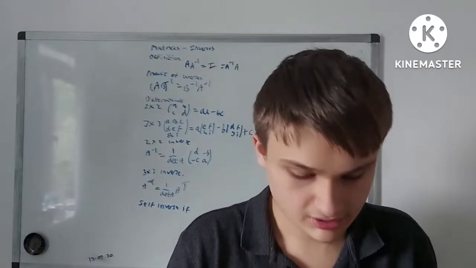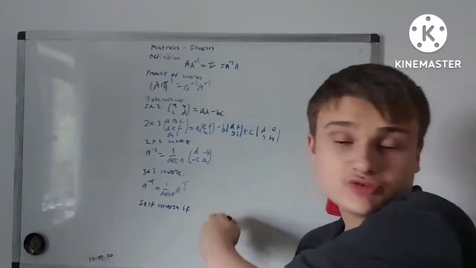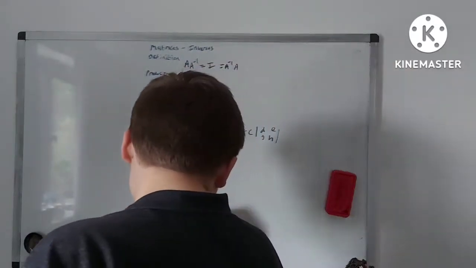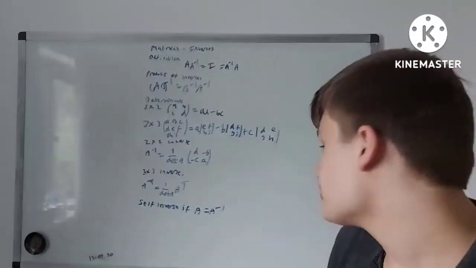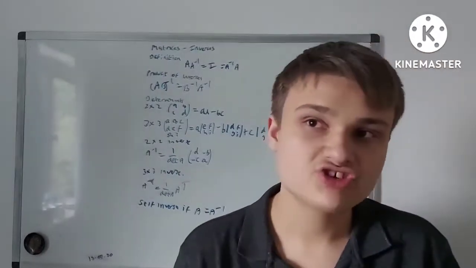And the last bit, a self-inverse matrix: it is if A is equal to its inverse. That's what I mean by self-inverse matrix. And that is the basics of matrix inverses.